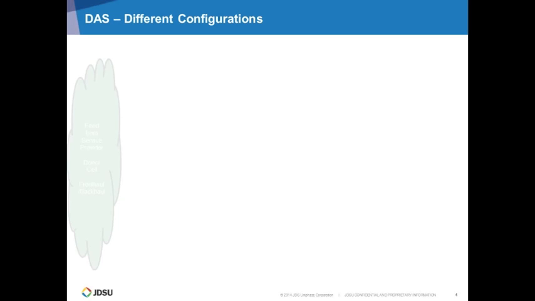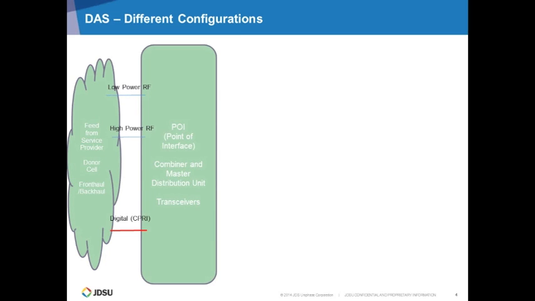And there's a lot of industry trends towards going to small cells. As far as DAS and different configurations, it pretty much all starts from some type of feed from either the service provider, a donor cell, or just a fronthaul or backhaul type of connection that gets you back into the cloud of the internet. It can be either low power RF or high power RF, and even today we're starting to see signs of digital CPRI being a new way to come into the point of interface, where on a DAS system you have combiners and the master distribution unit, and then various transceivers.